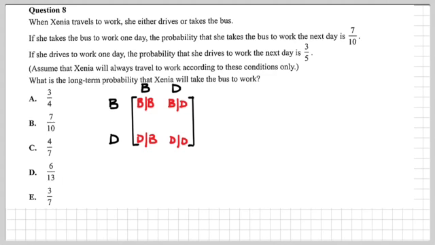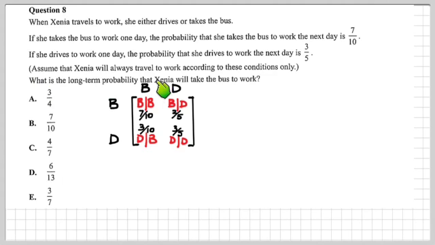So let's fill in the numbers. The first thing is bus given bus. That was 7/10, bus today given that she took the bus yesterday, and therefore they have to add up to 1, so that's going to be 3/10. Now the next clue is if she drives, that's a 3/5, so that's down there, and therefore this one's got to be 2/5 because they've got to add up to 1. Now let's work out what the next step is. Don't rush in, just work out what to do, calm as a cucumber.